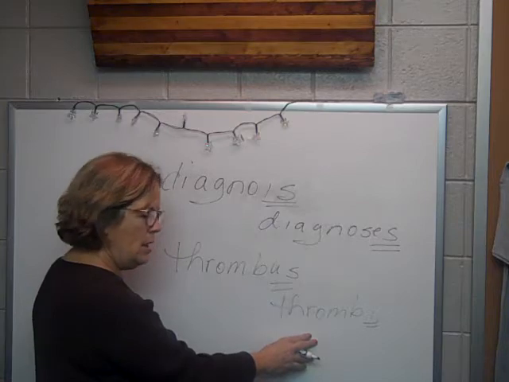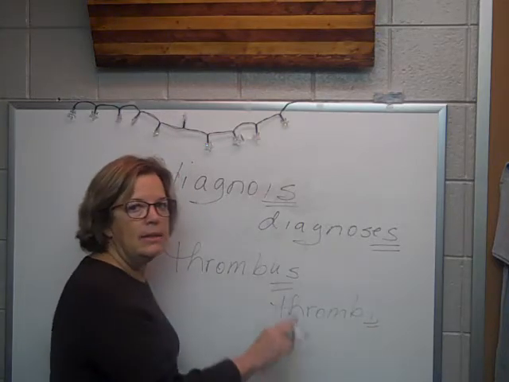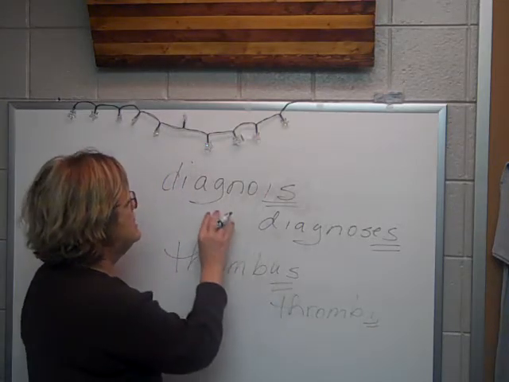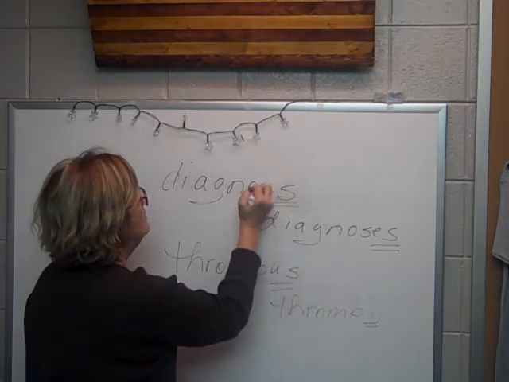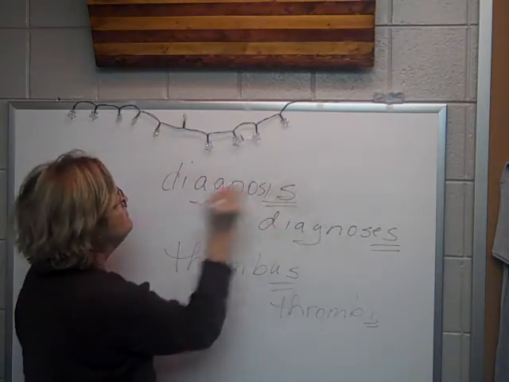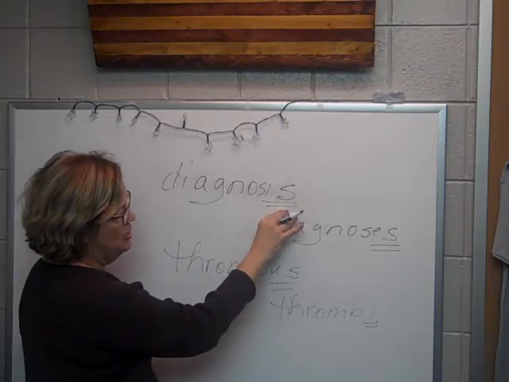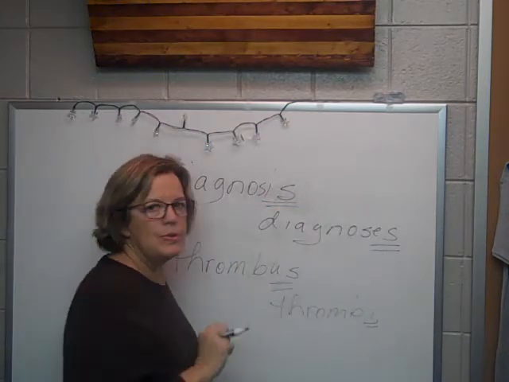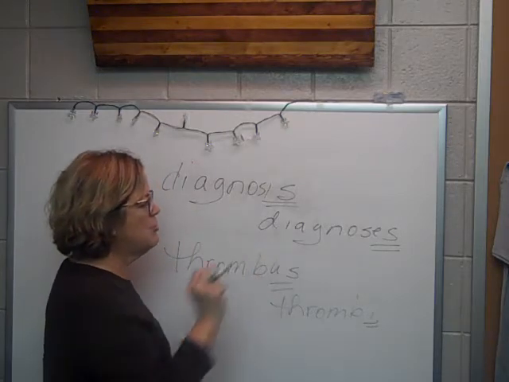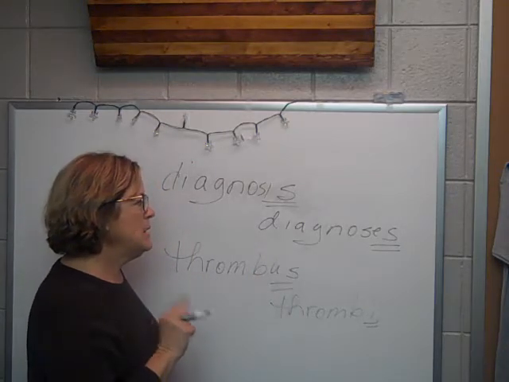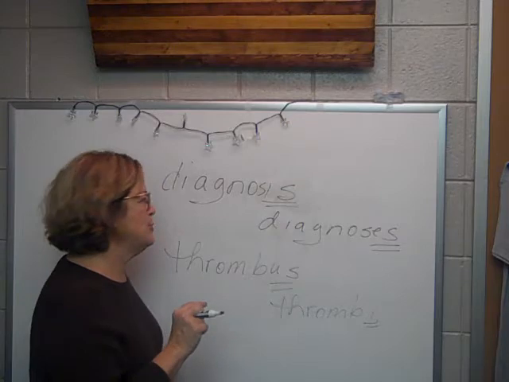If we have more than one clot, then we have thrombi. That US becomes an I. The same way with our diagnosis, as here. Our diagnosis is an IS if it's singular, and if it's plural, it goes to an ES. So those are two of the rules in reference from singular to plural.